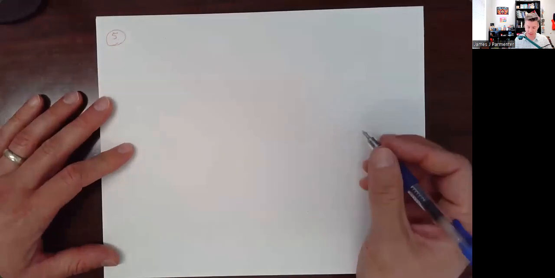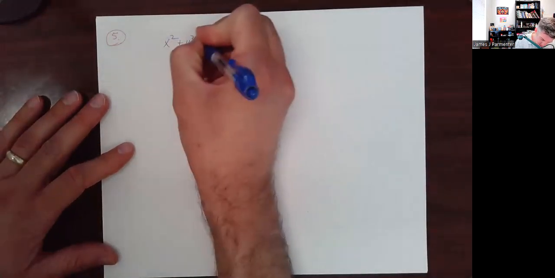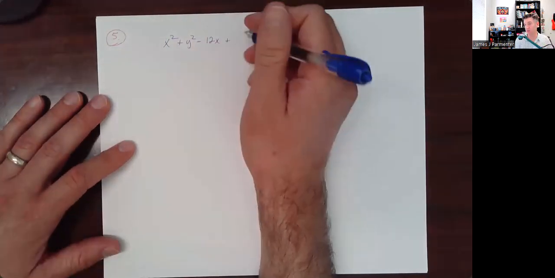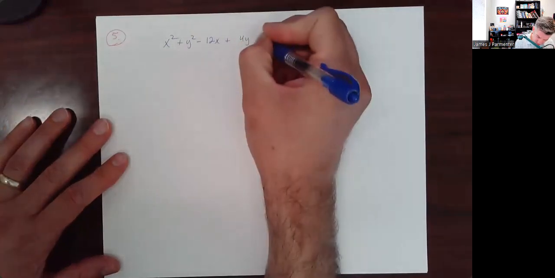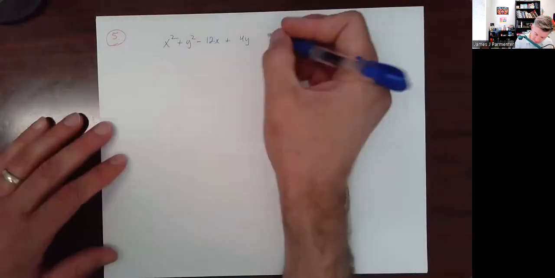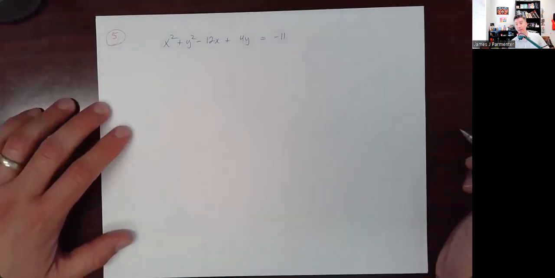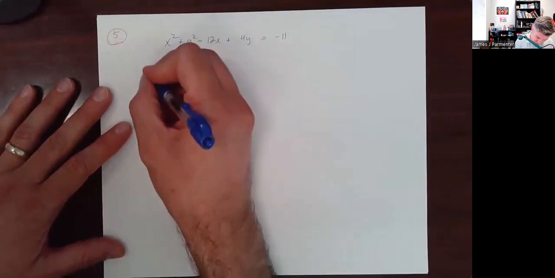All right, let's try. I'm just going to make something up that's kind of crazy. Let's do x squared plus y squared minus 12x plus 4y equal to negative 11. Let's see what happens. It's probably going to be gross. It's totally fine.